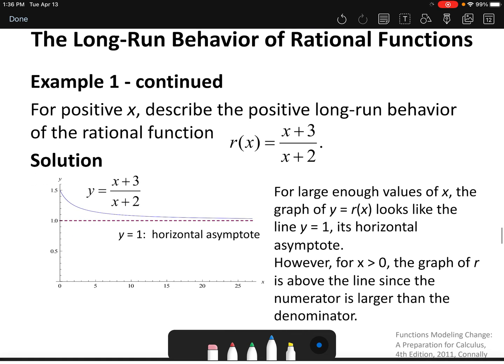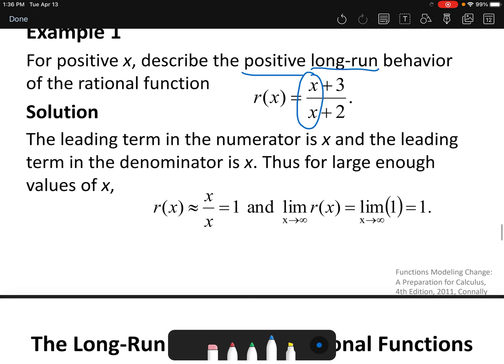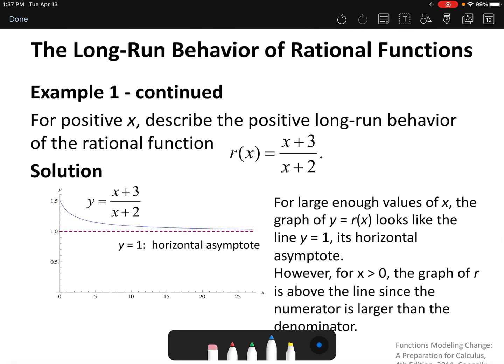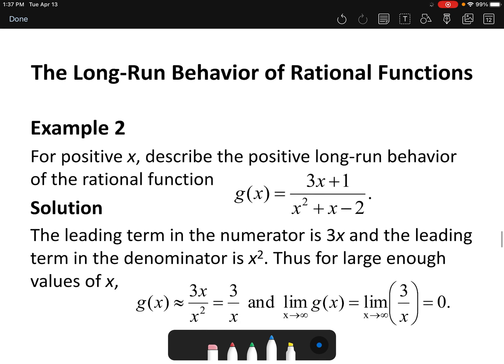So similarly, if we graphed it, we would have an asymptote at y equals 1 because that's what we got for our limit. So y equals 1. And you can see that it is above the y equals 1 asymptote because the numerator is larger than the denominator. Okay, that's why the graph is above it. So there's some long-run behavior with rational functions.